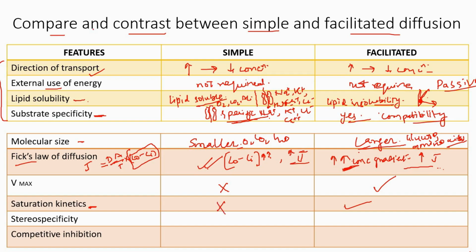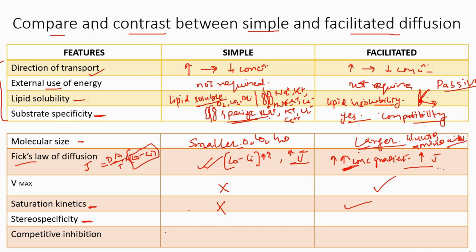भाई simple diffusion तो आपका या तो लिपिड बाइलेयर के थ्रू होगा या प्रोटीन चैनल के थ्रू होगा. सो ये दोनों ही अगर रास्ते खुले हैं तो ये आराम से जितना भी कॉन्सेंट्रेशन ग्रेडियंट है उसके हिसाब से सब्सटेंस ट्रांसपोर्ट होता रहेगा. The next point is your stereospecificity.